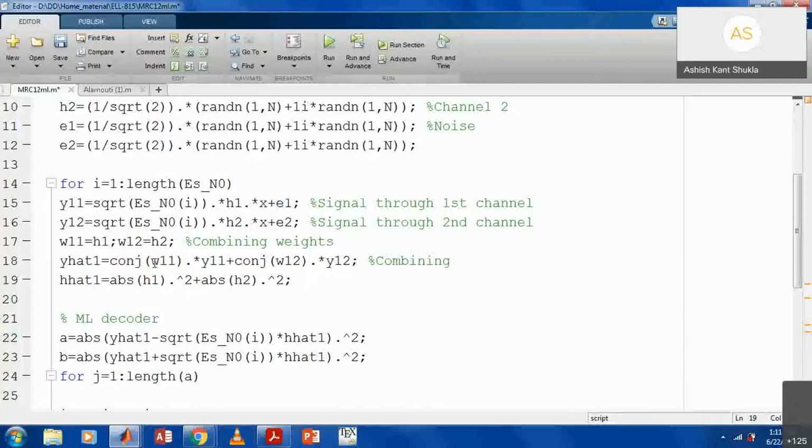So in this portion, from line number 14 to line number 19, we have transmitted our symbol, received our symbol, and applied the combining also.